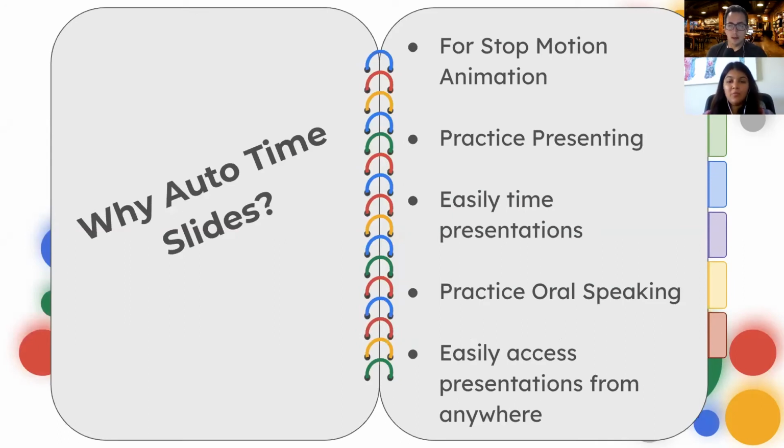And then just some more ways of why you could use auto timing on slides. You can do stop motion animation. You can practice presenting. I would have students that if I gave them the chance, they would present for a whole 20 minutes in front of the class. So then you can set up everyone's slides to auto time in advance. That way you can get through all of the presentations that you need. You can easily time the presentations.